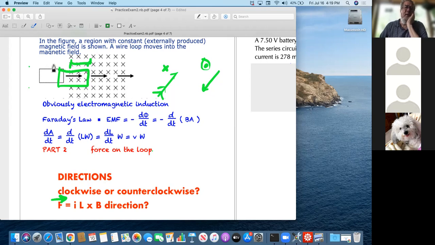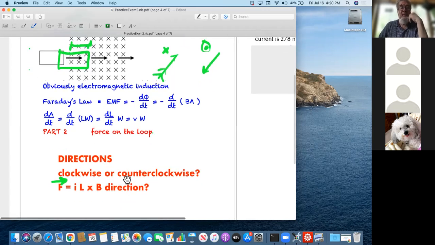If this is counterclockwise, then here the current would be upward. Then L cross B would be, I guess, well, you'd have to figure it out. So you have to use the cross product. So again, you have to use the right-hand rule to determine the force.